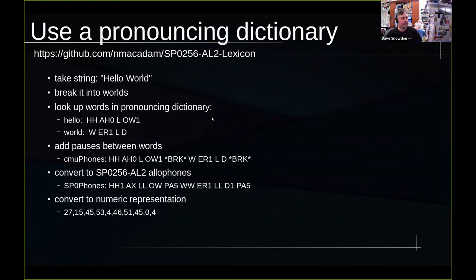So, the next way you could do it is a thing called pronouncing dictionaries. That's a dictionary that gives you the pronunciation for every word. So you could take a string like hello world, break it up into words, and look up each word in the pronouncing dictionary. So hello gives you that, world gives you that. You add some pauses between the words, and then, because you're probably unlucky like me, your pronouncing dictionary has its own pronunciation symbols, so you work out how they map to the set I've got for the SPO chip, and then you just convert that to the decimal representation.